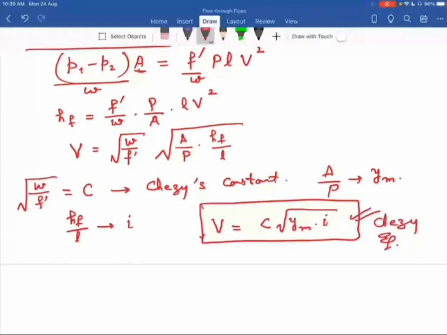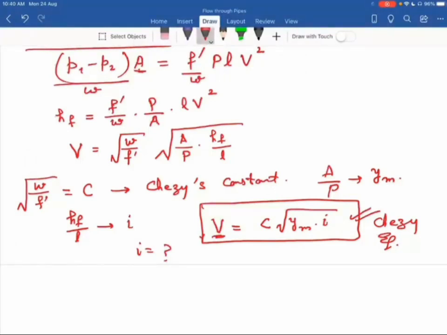So with the help of this equation, if you know the average velocity V by any means, and you have the cross section of the pipe, you can determine the value of I. With the help of this relation, you can also determine head loss due to friction, that is I. So this formula we write as V equal to C under root of Ym into I. This is the second formula for determining the major loss, that is head loss due to friction.